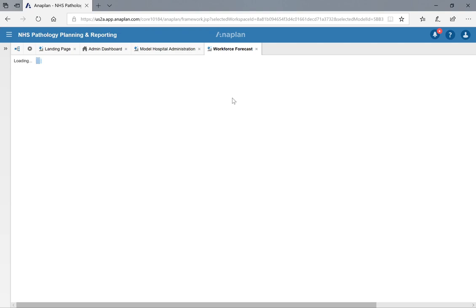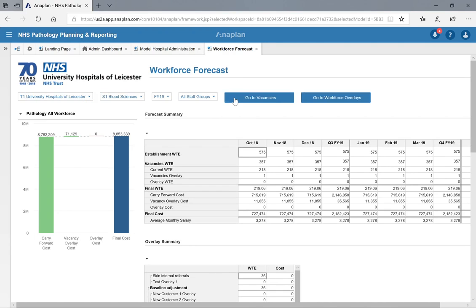Workforce pay and whole-time equivalent data is imported into the model from the organisation's workforce system, for example ESR, for contracted bank employees, and from the financial system for staff supplied through agencies. The model calculates the number of vacancies each period based on the establishment WTEs and creates a baseline forecast for both pay cost and WTE based on most recent actuals.